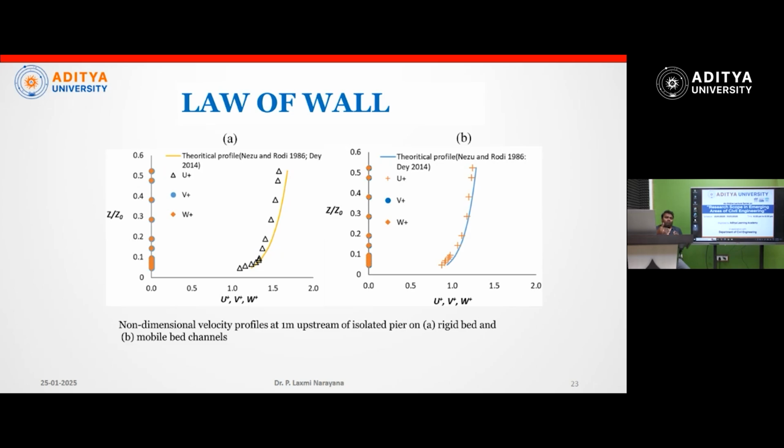So 1 meter upstream of my pier, I took velocity data along the depth across three sections, and I plotted and compared it with the theoretical profile. Luckily it matched, in both the rigid and mobile bed cases. So successfully the flow is also developed.